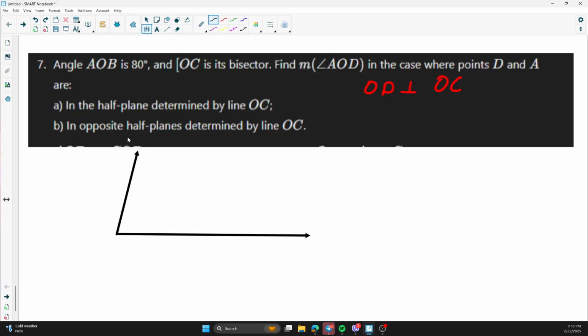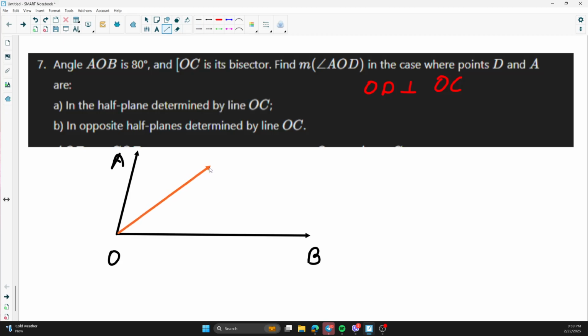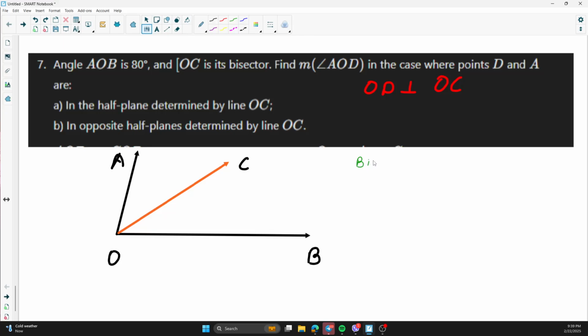So this one, right? A, O, and B. And OC is its bisector. What does a bisector do? It splits the angle in half. So half of 80 is 40, so each side would be 40 degrees. Here is 40 degrees and here is also going to be 40 degrees.